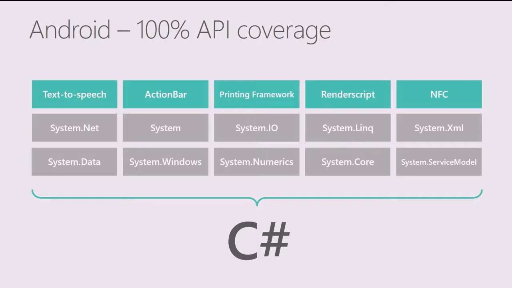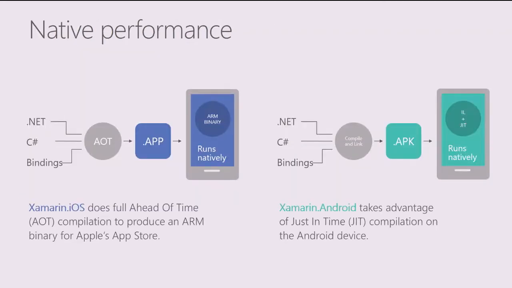Our average is 60 to 70% code sharing with Xamarin Native, and all the way up to nearly 95% with Xamarin Forms in that shared UI. We still get that native performance.